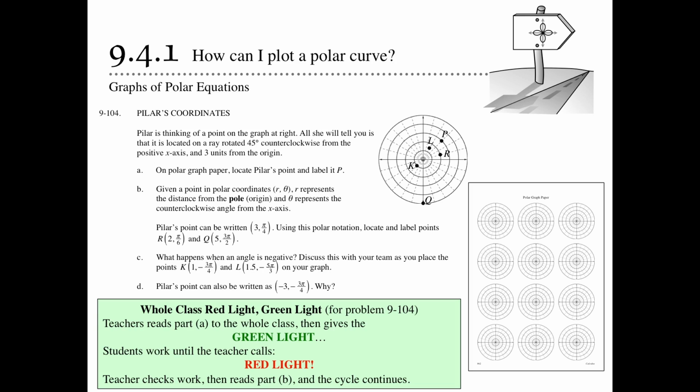What can happen is the teacher, you, will read part A to the whole class and then give the green light and let the teams work on that until you call red light, finished or not. Then pull the class together and check their answers for part A, discuss them, and then move on to part B, again with this red light, green light cycle. Using this strategy, you will be able to have frequent opportunities to check for understanding while still leaving you ample time for the big activity to come.